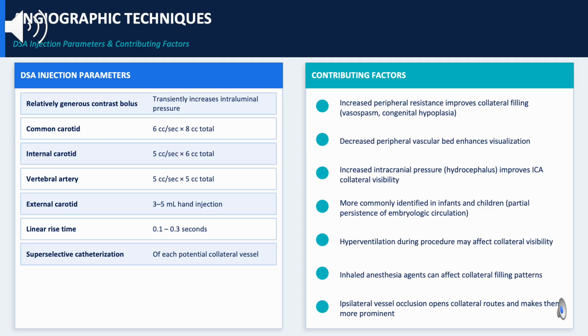The most practically important factor for routine practice: patients with hydrocephalus or elevated intracranial pressure show ICA collaterals more readily, because the high intracranial pressure increases the pressure gradient driving collateral flow from the lower pressure ECA territory.